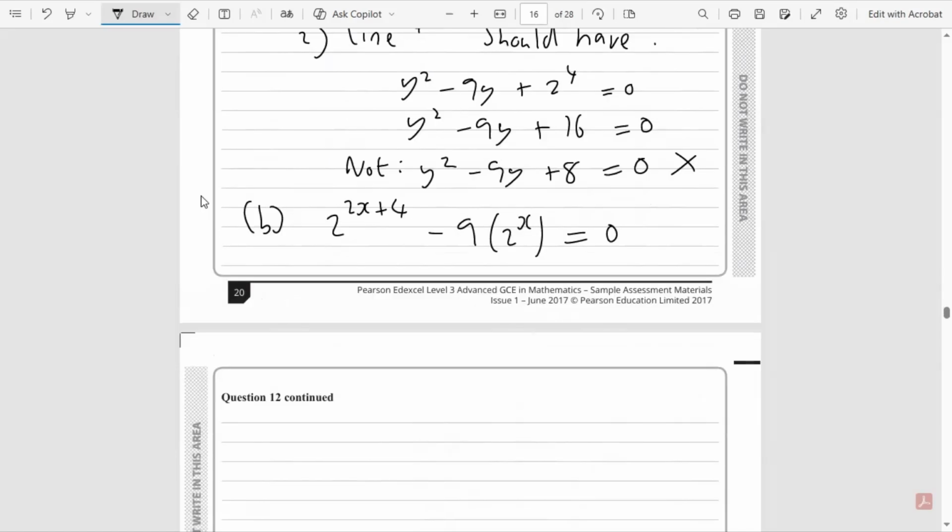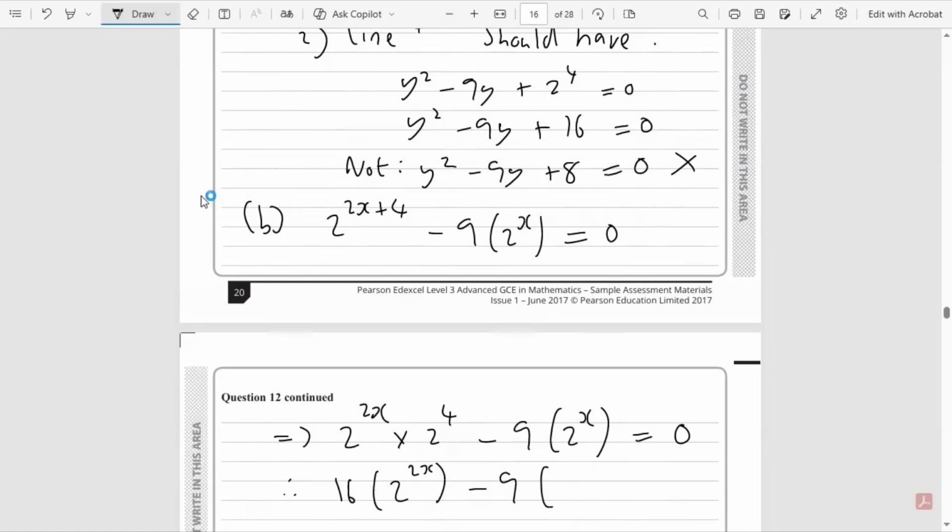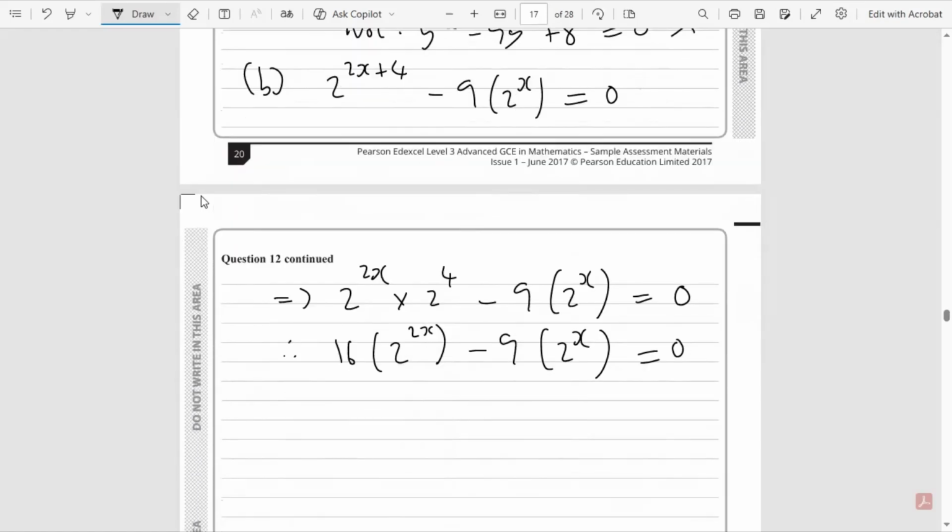So let's use rules of indices, and let's say that this is 2 to the power of 2x multiplied by 2 to the power of 4, minus 9 times 2 to the power of x, equal to 0. So then this becomes 2 to the power of 4, which we know is 16. So this is 16 multiplied by 2 to the power of 2x, minus 9 times 2 to the power of x, equal to 0.